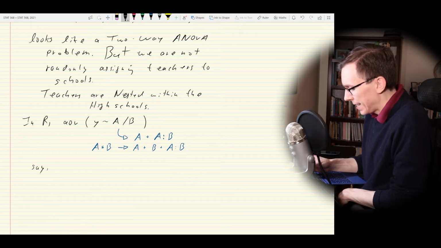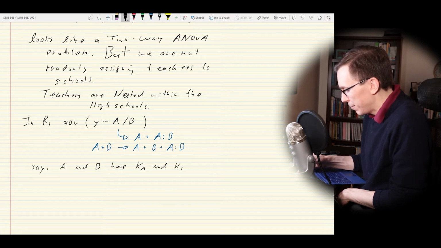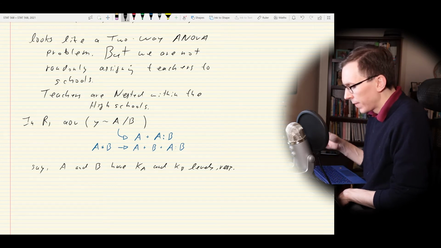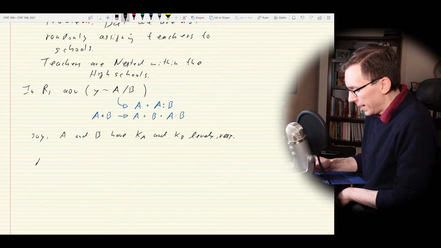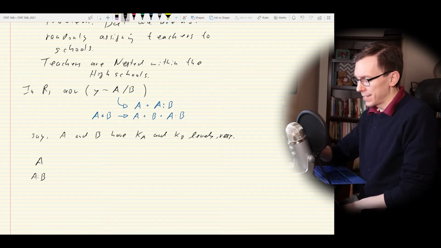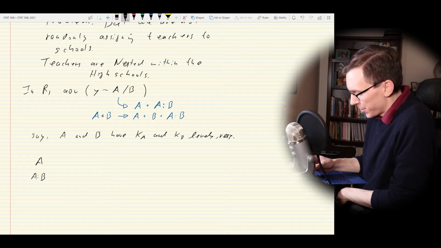So what we'll say is, let's say A and B have Ka and Kb levels, respectively. Then what happens is, if we go to our ANOVA table, we're going to get a couple different things. We're going to have factor A, and then we're going to have the interaction AB. We're not going to have B on its own again. This is kind of like B within A. And then we'll have our residuals, of course.